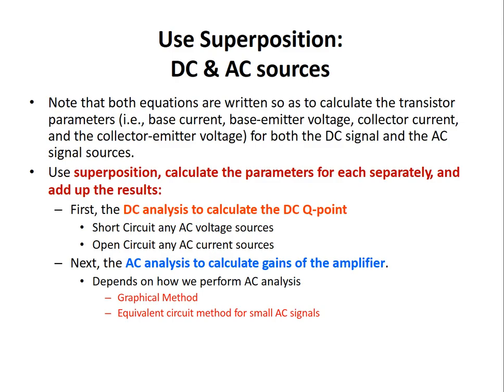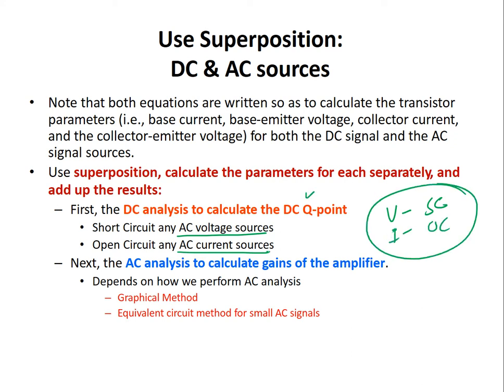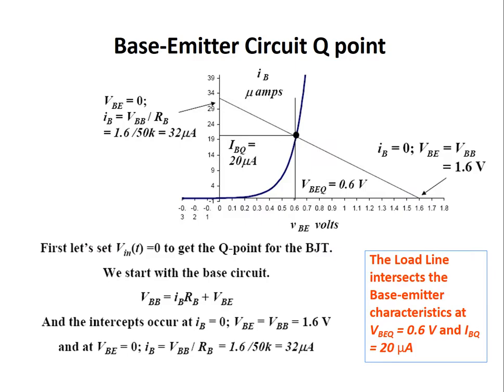Now for the DC analysis, we try to get the DC Q point, quiescent point. For that we do two things. We short circuit any AC voltage source and open circuit any AC current source, and get the DC Q point. For the AC analysis, we use two methods, the graphical method and the equivalent circuit method, for small signal analysis. Small signal analysis is basically called AC analysis. We are going to learn both of them.